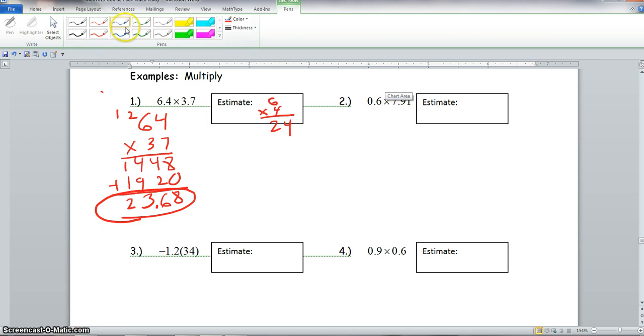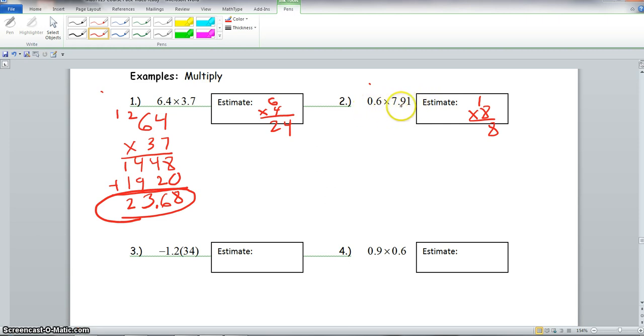Now we come to problem number 2. We have 0.6 times 7.91. Now, what I like to do is this here. First of all, let's do the estimation. 0.6 rounded to the nearest whole number is 1. 7.91 rounded to the nearest whole number is 8. And we know 1 times 8 is 8. So our answer should be approximately 8. Okay, now we have 0.6 times 7.91.